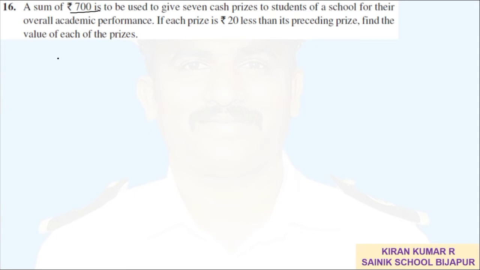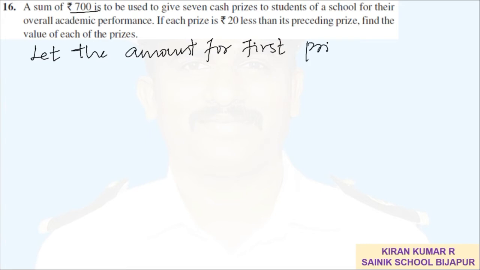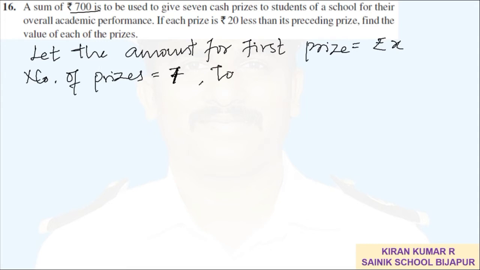Let me consider the amount for the first prize as rupees X. Let the amount for first place, or first prize, be rupees X. Here they have given the number of prizes is 7. 7 prizes are being given. The total amount for the prizes is rupees 700.